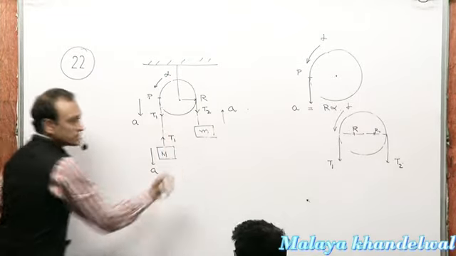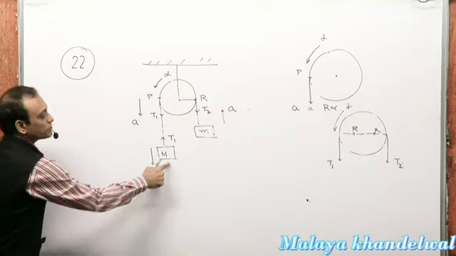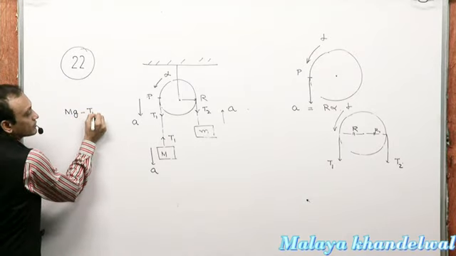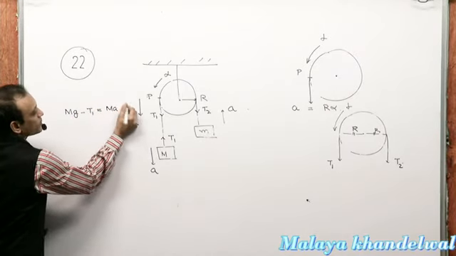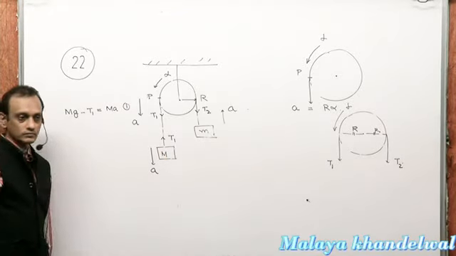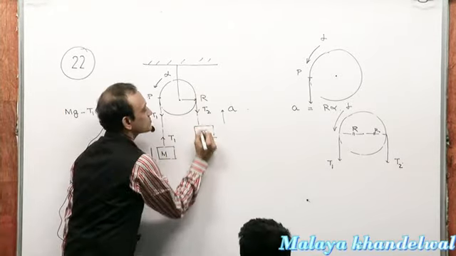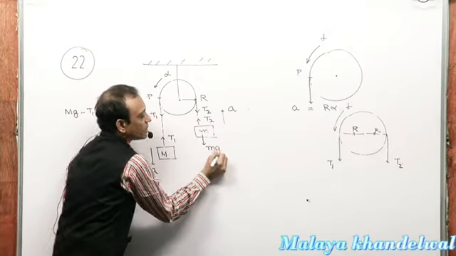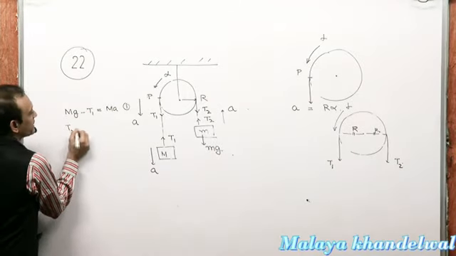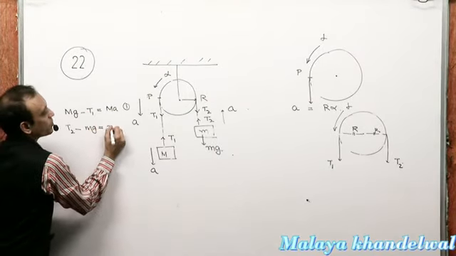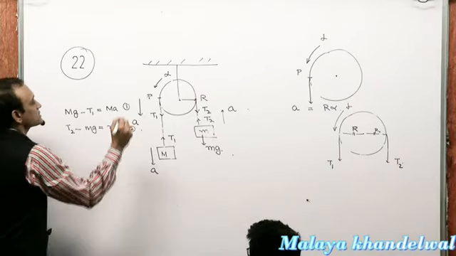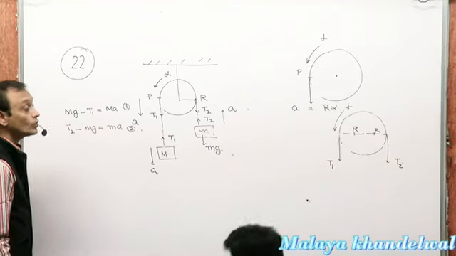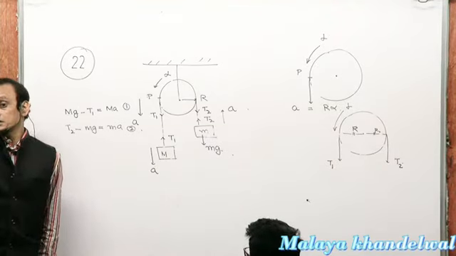There is T1 acting on this. What is the equation of motion for this? Mg minus T1 is Ma. That's the equation of motion for this mass. For this mass, there is T2 acting upwards and small mg acting downwards. So T2 minus mg is small m into a upwards. That's for the second mass. Yes or no? As far as the masses are concerned, this far and no further.